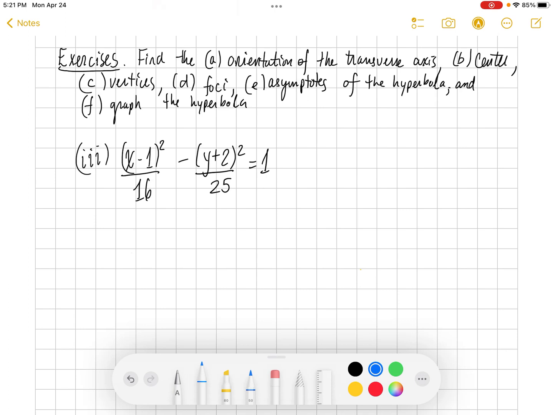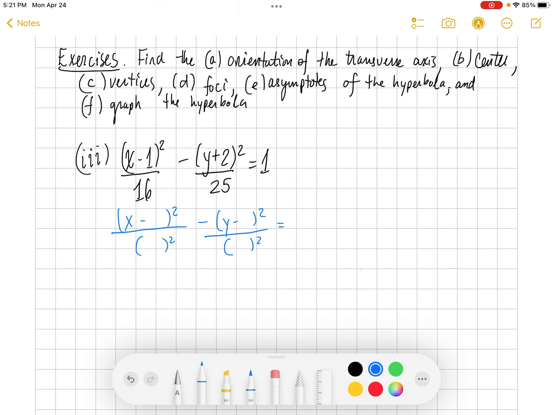So it looks like we're working with another hyperbola. We're going to ultimately graph it. We're going to find the orientation of its transverse axis. We're going to find its center. We're going to find its vertices, its foci, and its asymptotes. So we want to write this in a standard form.